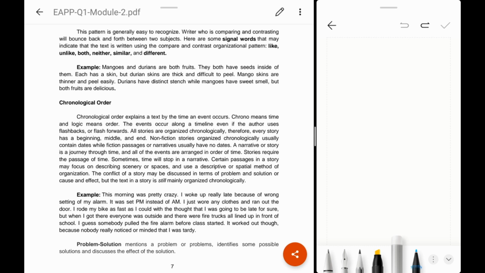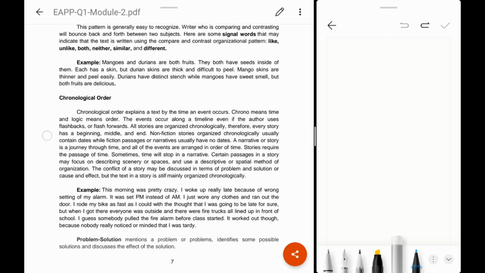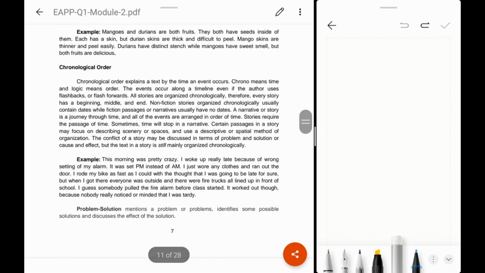And then, the writer ended with the statement, but both fruits are delicious. So, it's a similarity that although they are different, both fruits are delicious. Easy, right? Now let's go to our fourth common text structure.